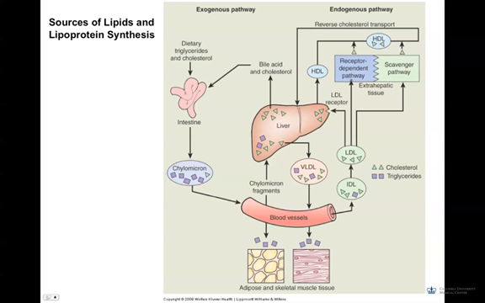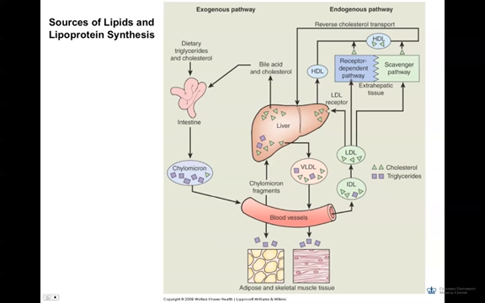The second method that LDLs are removed from circulation is by binding to HDLs, and they get returned to the liver. And this is what we call reverse cholesterol transport. HDLs bind to LDLs in circulation, and they come back to the liver.